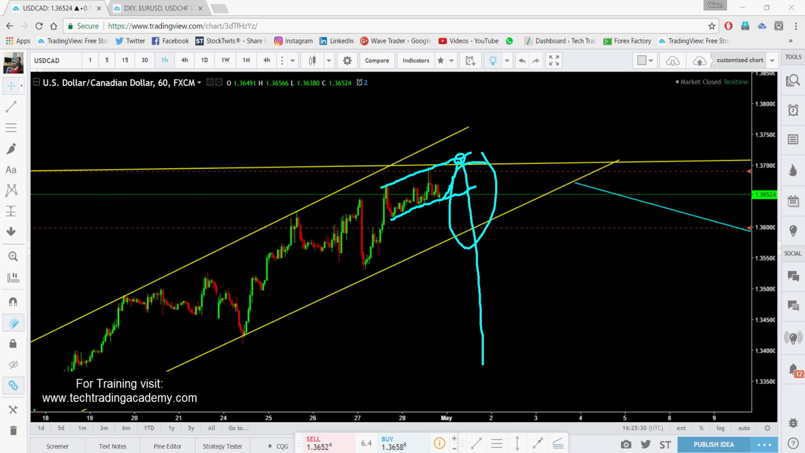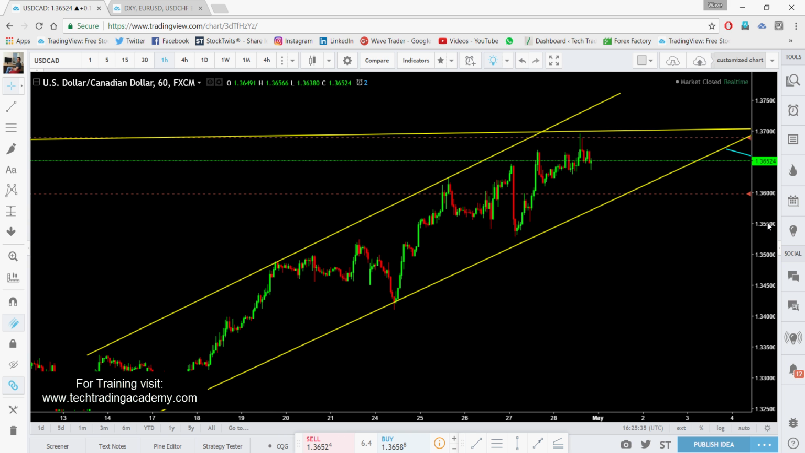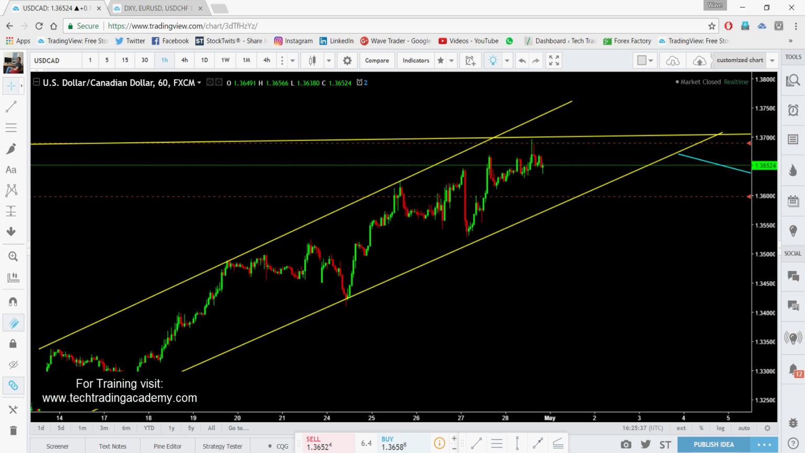I'm seeing another pattern formation here. I don't think hardly anyone can realize what pattern formation this is. I don't think you guys are going to identify this formation. Anyone has an idea what formation this is? In the circle. Yeah, an ascending broadening wedge formation.